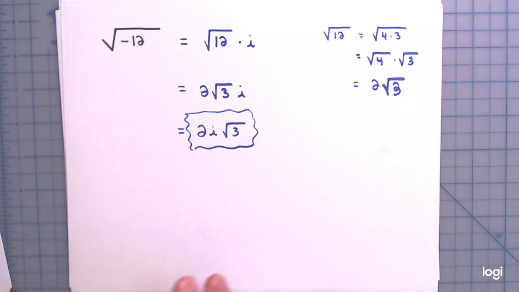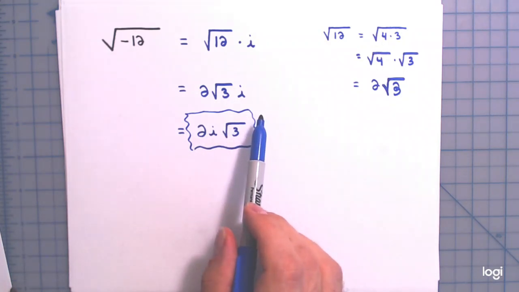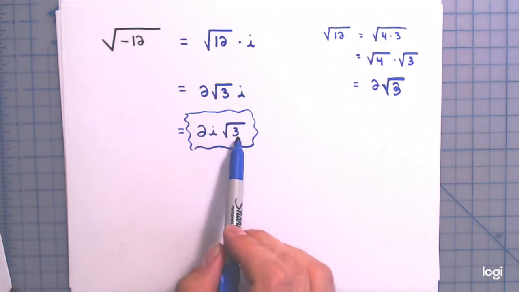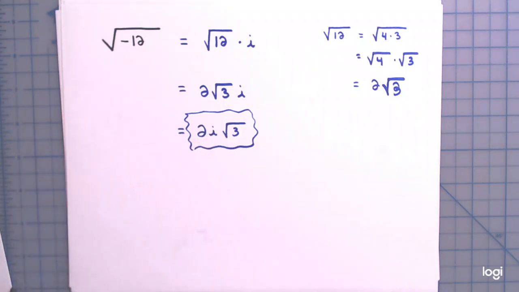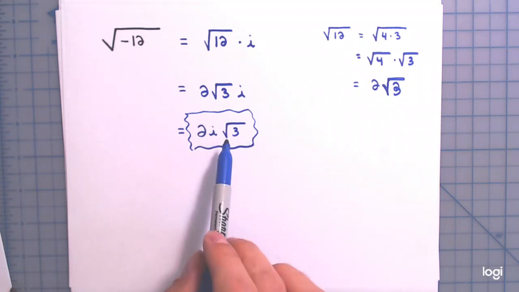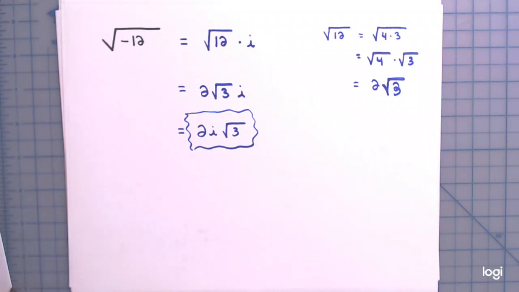And this time I'm not going to check it, but if you want, you can raise this number to the second power. Then you'd have 4 times i squared times 3, which would be 4 times -1 times 3, which would indeed be -12. I'm not going to write that out, but this is indeed the principal square root of -12.